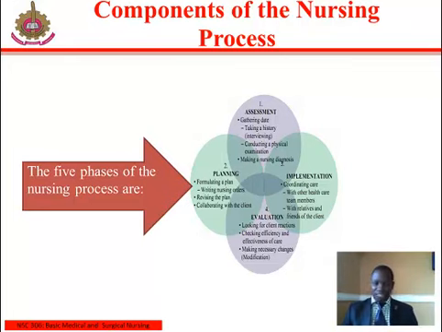4, implementation. Implementation is the action phase of the nursing process, in which the nurse carries out the plan of care. Critical thinking, problem solving, and decision making skills are essential for implementing the nursing plan, as well as the ability to perform psychomotor skills. And the 5th step, which is evaluation, is the final phase of nursing process.